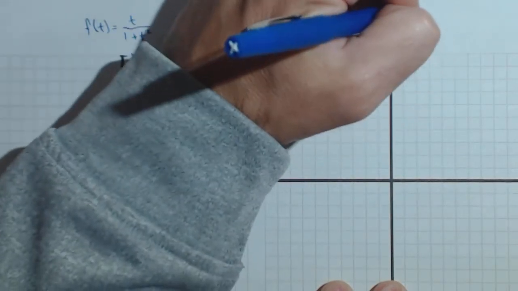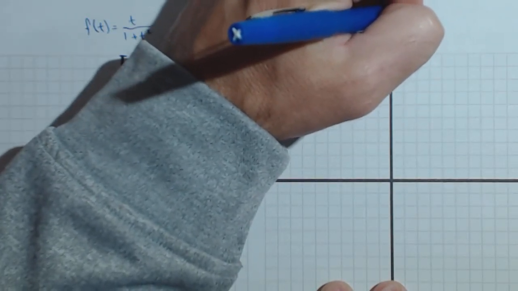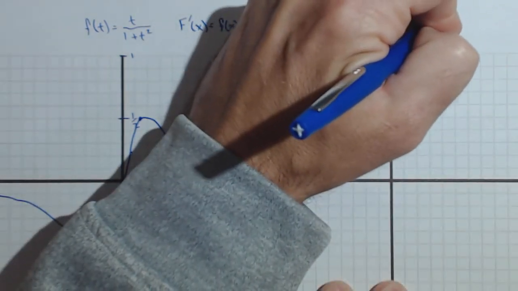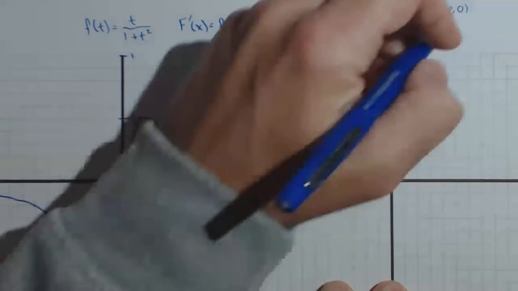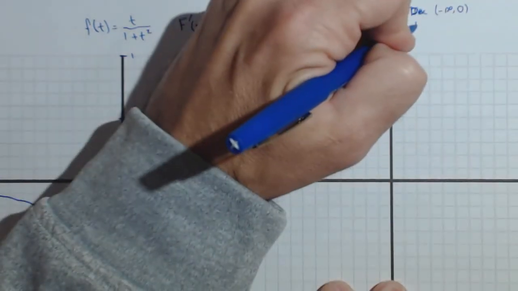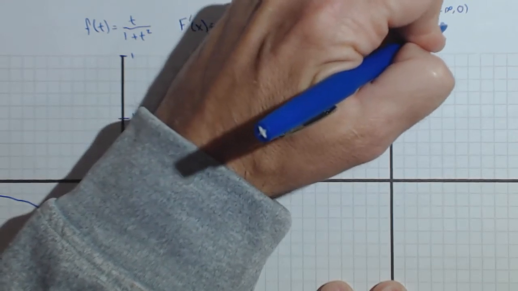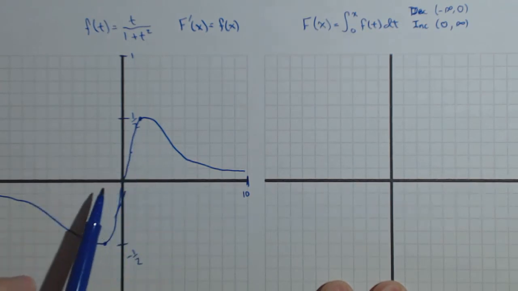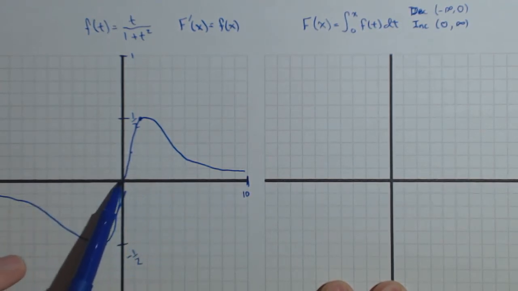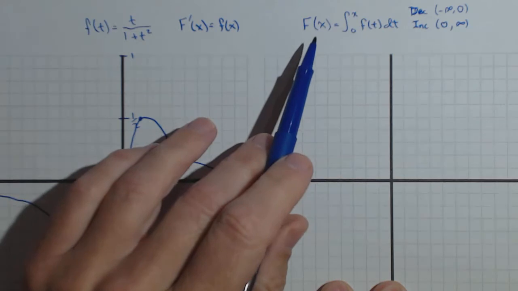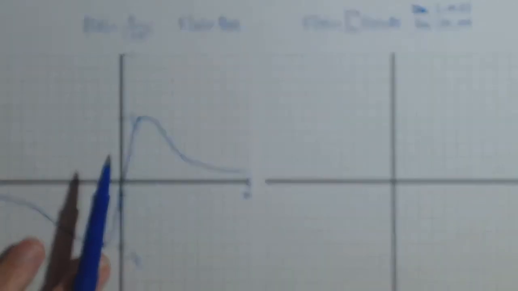So we would expect capital F of x to be decreasing from negative infinity to 0, and increasing from 0 to infinity. So we can tell that just based on our graph, right? We have a 0 at 0, and so notice what's going to happen. It's going to go from decreasing to increasing, so we expect this function to have a min at 0.